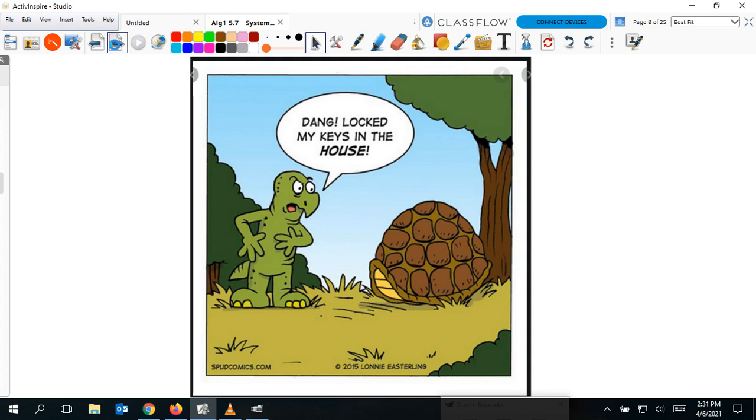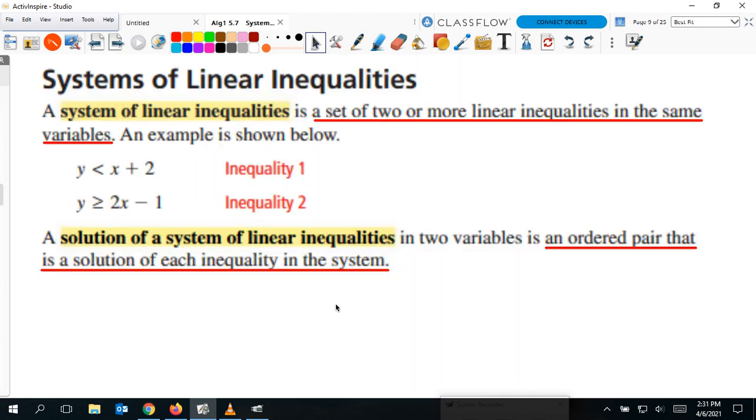Now we get into our systems of linear inequalities. If you look at your journal book on page 164, page 164 has the vocabulary, and we'll start there. Our first vocabulary is what a system of linear inequalities is. You can write down what I underlined here: it's a set of two or more linear inequalities in the same variables. This is an example, and you can write it down right underneath that description.